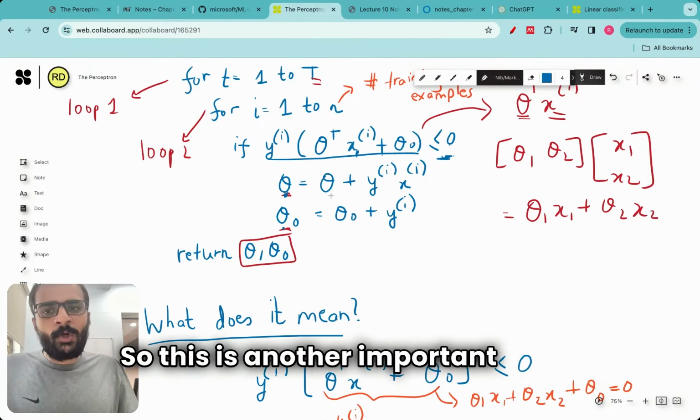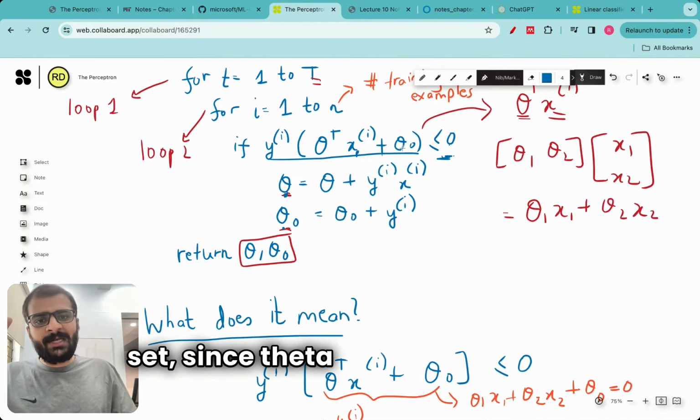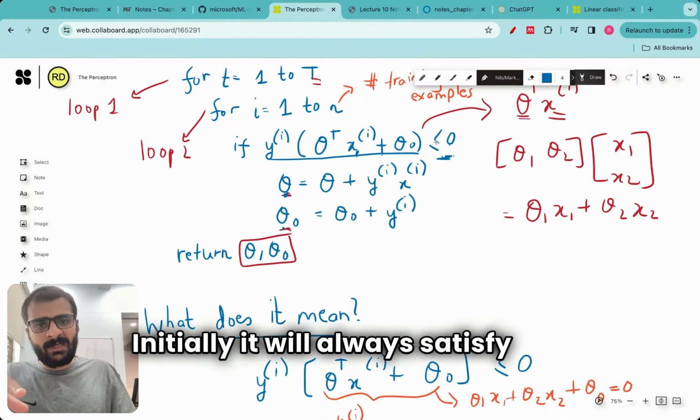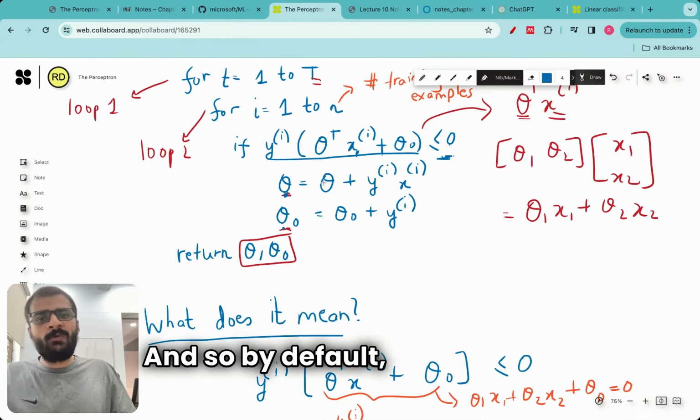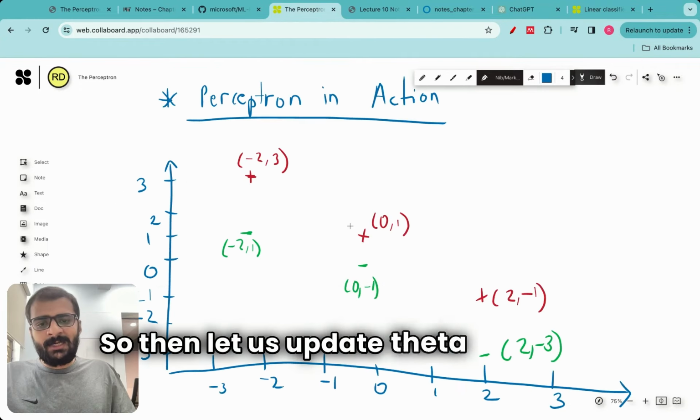So this is another important point. Whenever the perceptron starts for any data set, since theta and theta naught are 0, it will always make a mistake initially. It will always satisfy this condition, and so by default we will have to update theta and theta naught. So then let us update theta and theta naught.